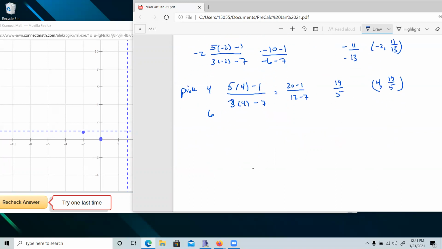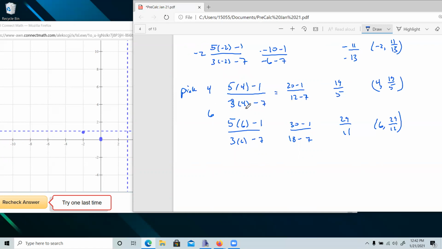If I pick 6, 5 times 6 minus 1 over 3 times 6 minus 7. All right. So that's going to give me 30 minus 1 over 18 minus 7. So what are we going to have here? We're going to have 29 elevenths. Crazy numbers. Fortunately, we don't have to keep track of a lot of that.